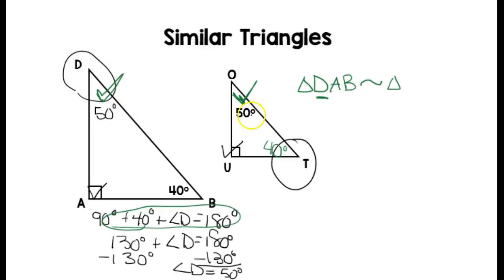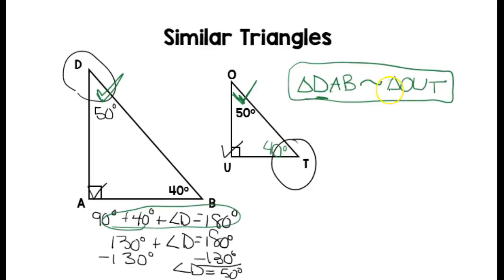We also need to start in the 50 degree spot on our next angle. So this is going to be triangle O. Then we go to A, which was our 90 degree angle. So on our smaller triangle, we're going to go to our other 90 degree angle, which is U. And last but not least, we have T. So here's our similarity statement right here. Triangle DAB is similar to triangle OUT. DAB, OUT.